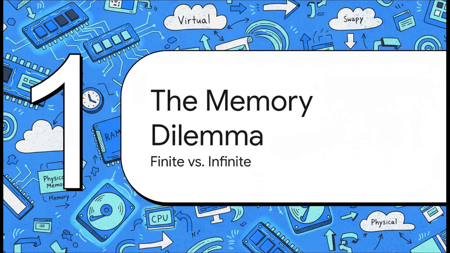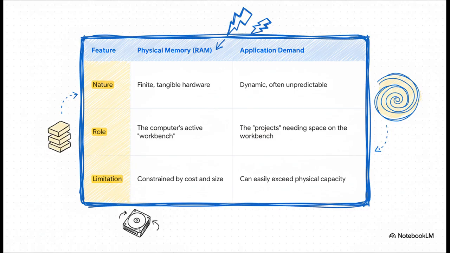Okay, so at the very heart of this whole problem is a basic conflict. Your computer has a fixed, finite amount of physical memory. But the software we all run has a nearly infinite and totally unpredictable appetite for it. And here's where the real problem lies. Physical memory, your RAM, is kind of like the computer's workbench. It's super fast, but its size is limited.